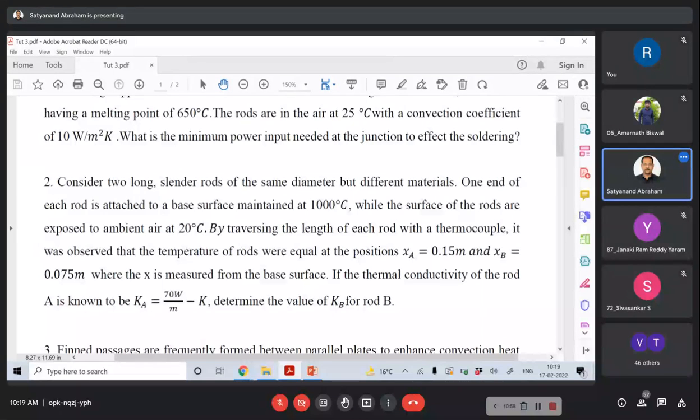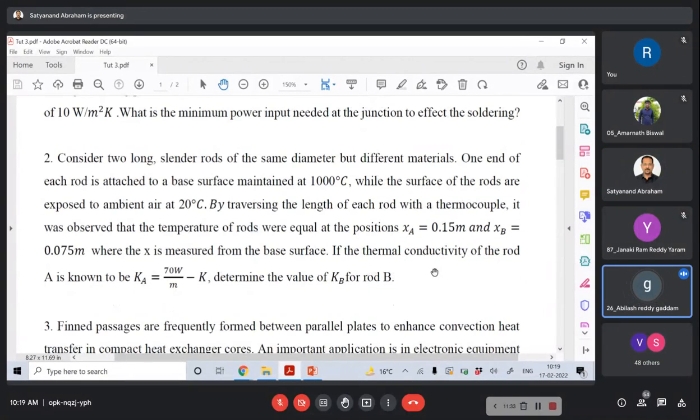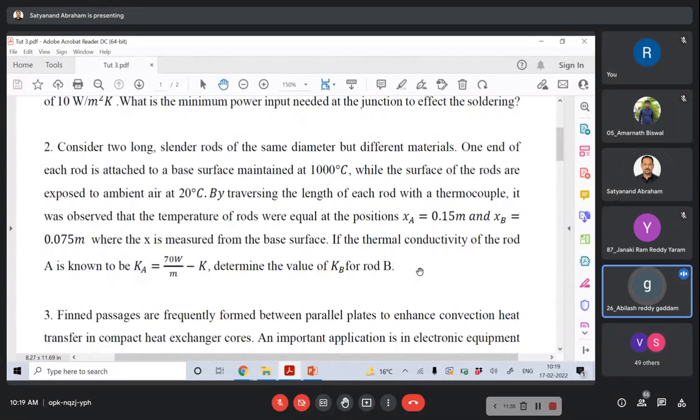So first of all, what do you think? The conductivity of material B will be higher or lower than material A? Because here, Sir, are the two rods connected end to end? We have two cylinder rods. No, no, not end to end. Both are connected to the same base.